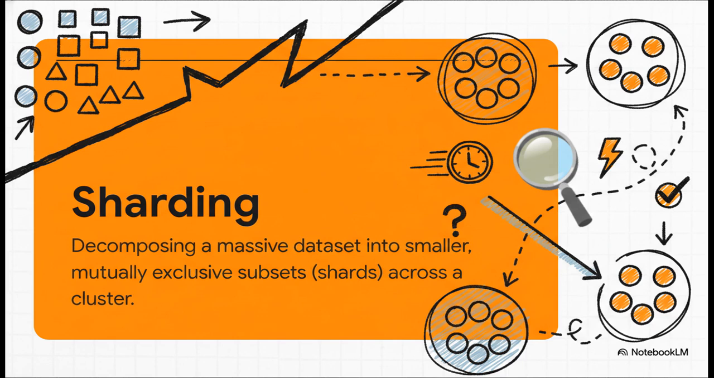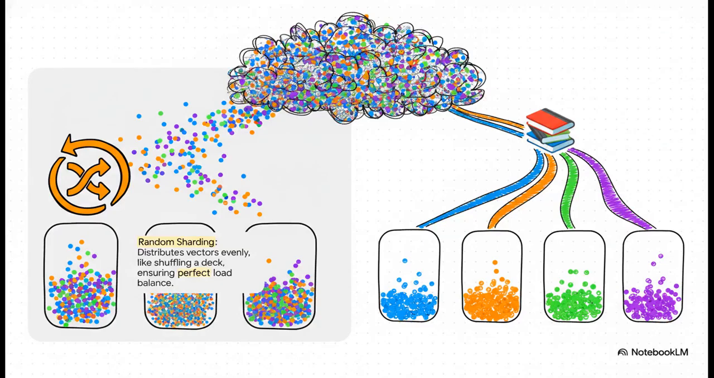The most critical decision you have to make is how you split that data. You can't just slice it up randomly and call it a day. The method you choose has a massive, direct impact on the speed and efficiency of every single search query you run. And really, engineers face a choice between two totally opposite strategies.